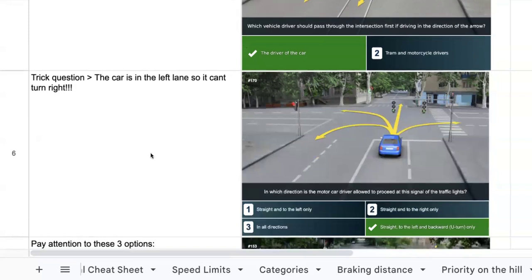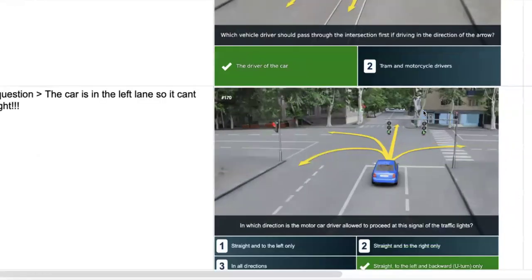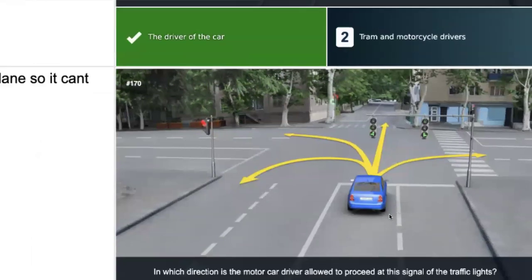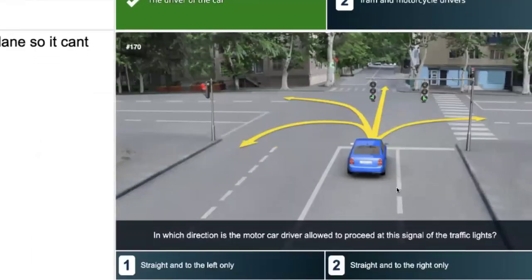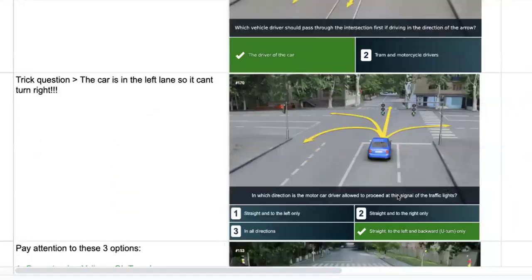Okay, here again, a trick question. The car is on the left side, so it can't turn right. But always when we have a left turn, it's also allowing a U-turn as well. So straight, to the left, and backwards, a U-turn. Here you see there is also an arrow to the right, but we're in the left lane and there is a solid line. So we're not allowed to turn left anymore.